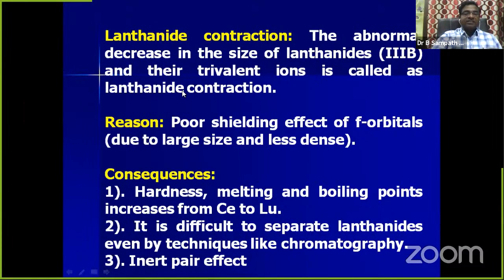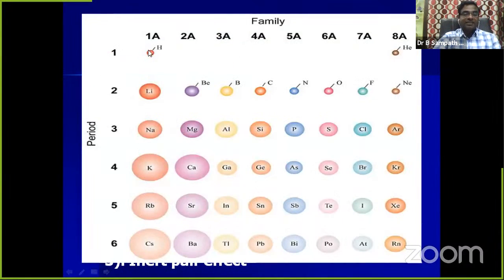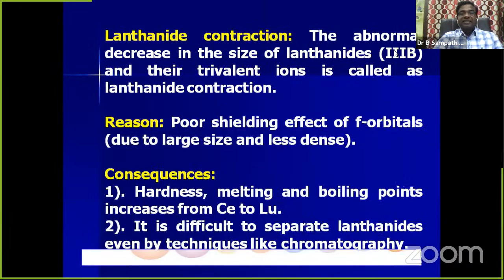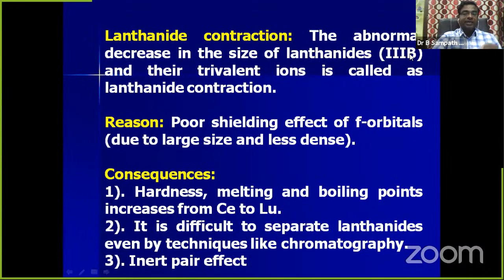So the lanthanides are actually in the third B group, it is a group, it is not a period. In a group, just now we have seen the atomic radius increases from top to bottom. But in the third B group, where lanthanides are there, their radius from top to bottom does not increase. Instead of increasing, the atomic radius decreases. So that is called lanthanide contraction.